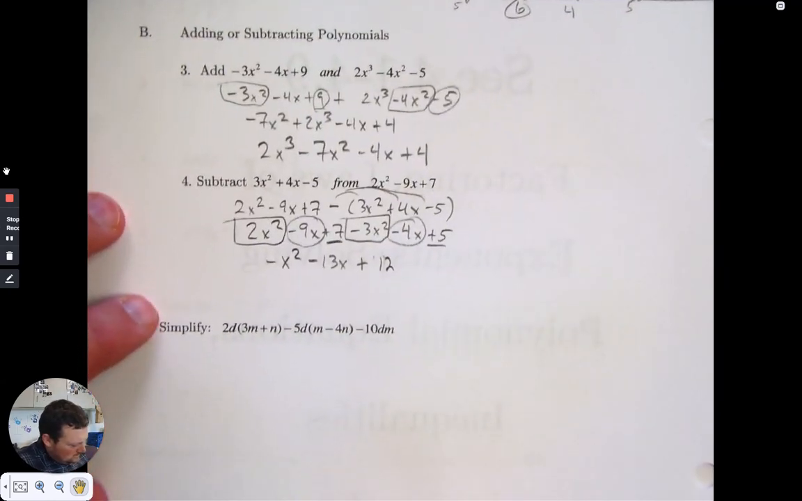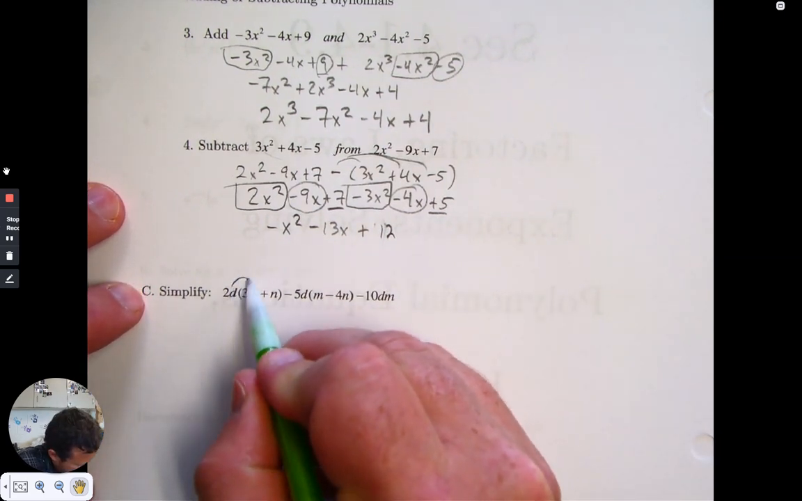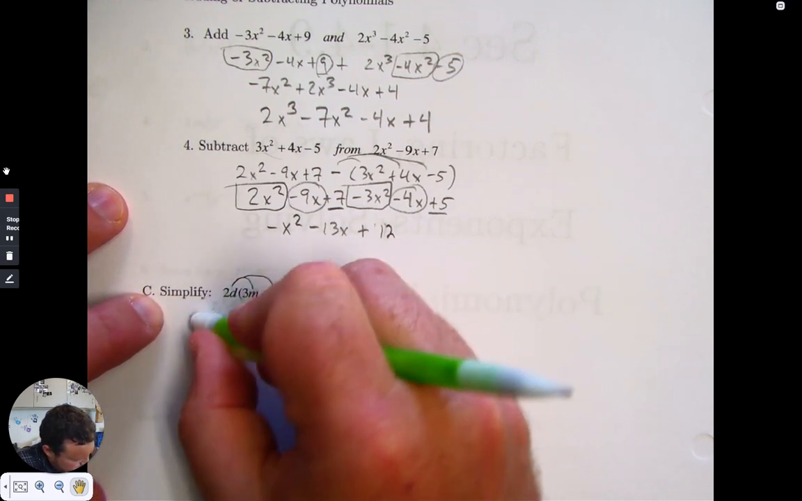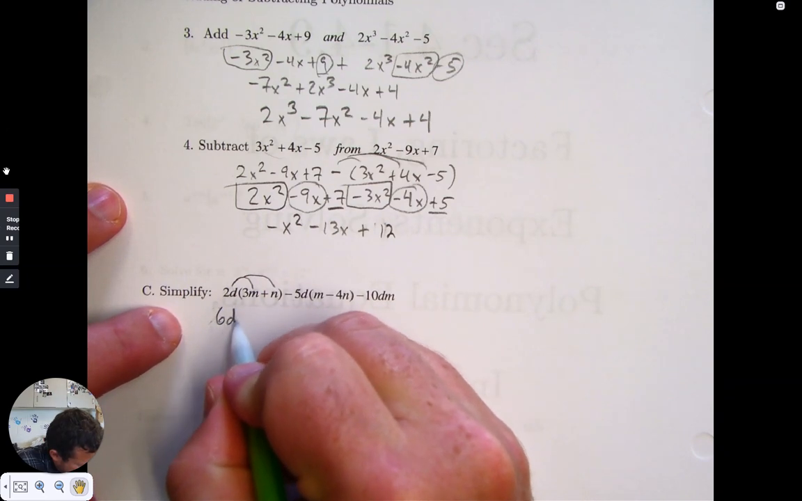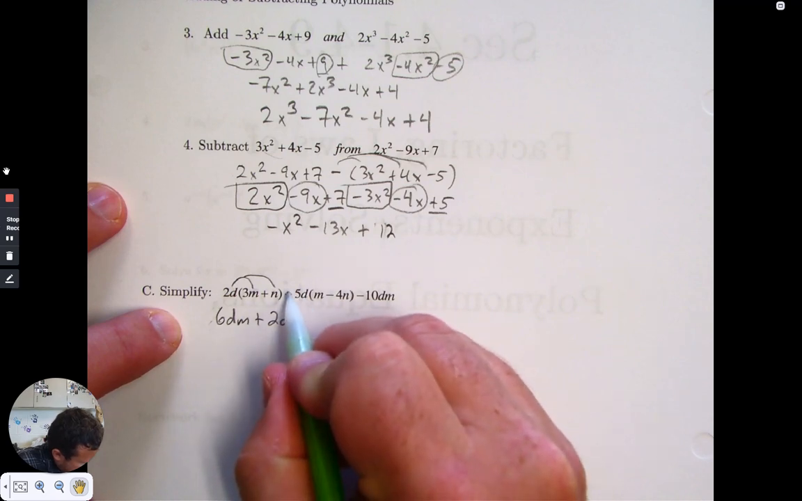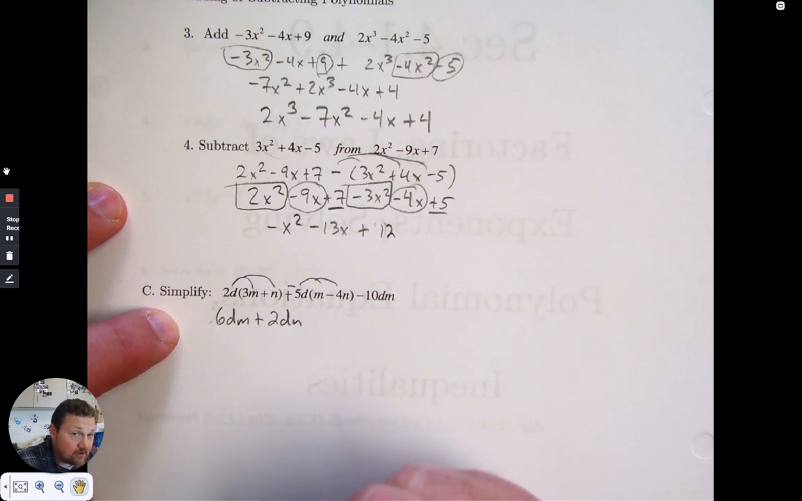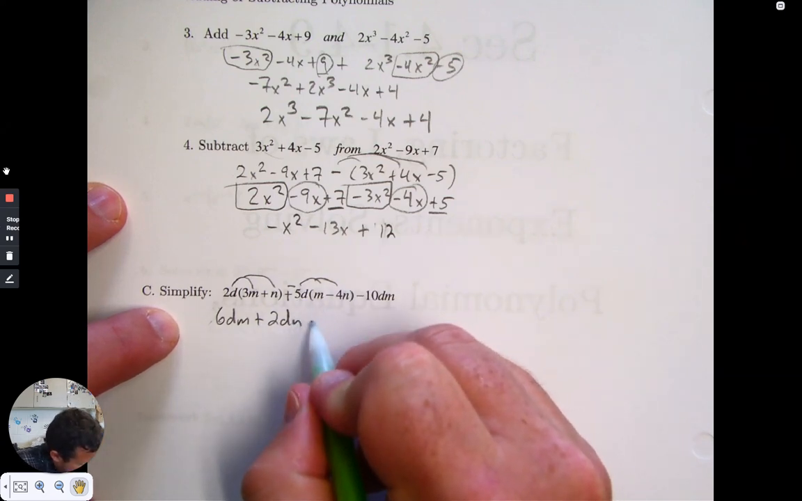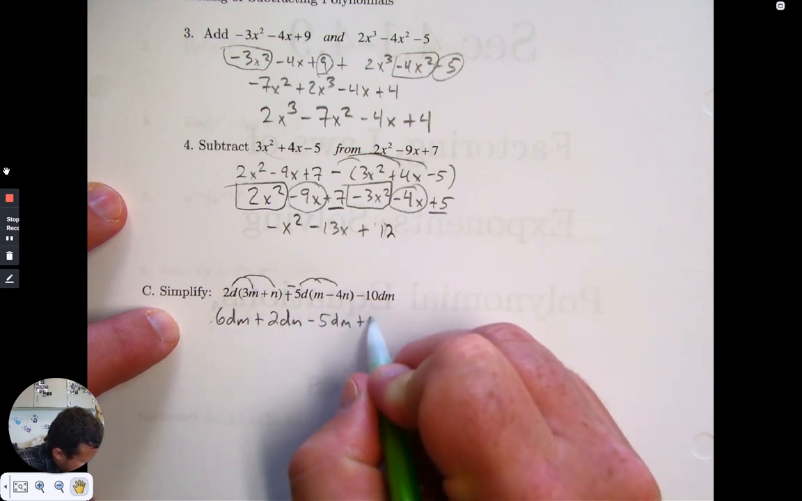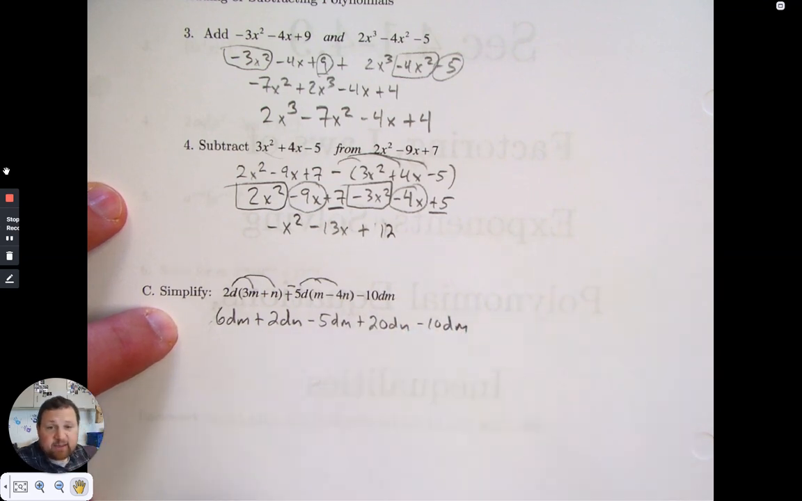Okay, and then the last problem is really about distribution and then just combining like terms. We have to make sure that we distribute the 2d to both the 3m and the n. So 2 times, well, let's just do it in one step. 2 times 3 is 6dm plus 2dn. And then here I'm going to change it to plus a negative and then distribute a negative 5d just so I make sure I get that negative distributed correctly. So I have a negative 5d times m would be a negative 5dm. Then a negative times a negative gives me a positive. 4 times 5 is 20dn. And then we have this minus 10dm at the end.